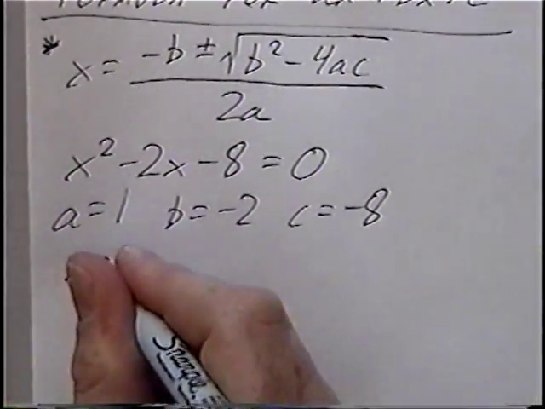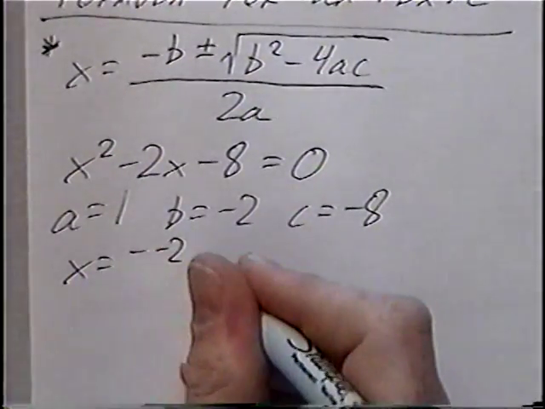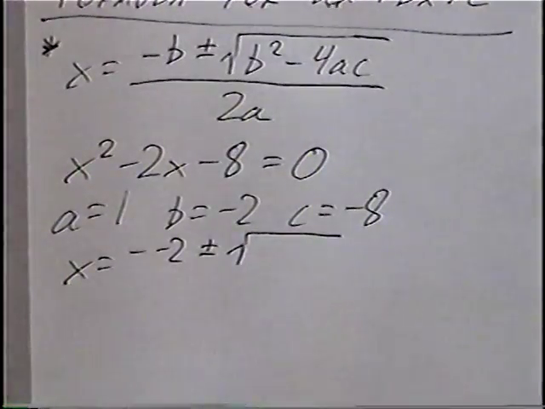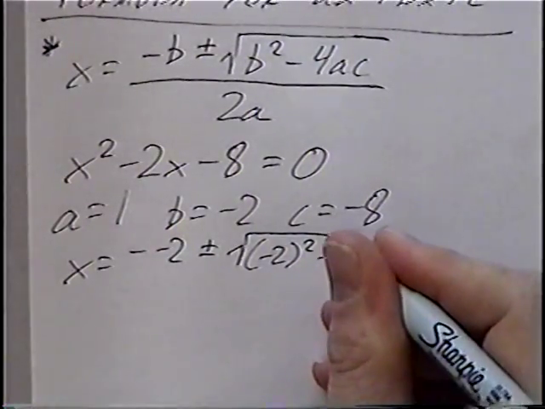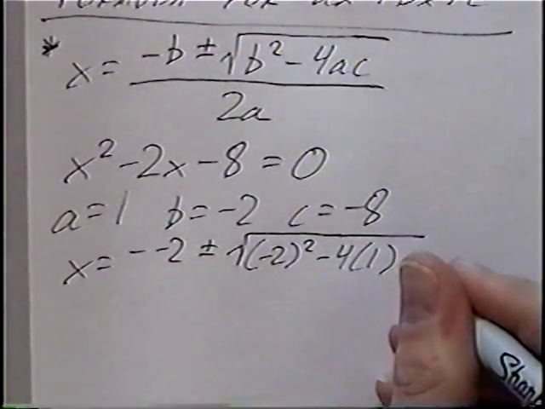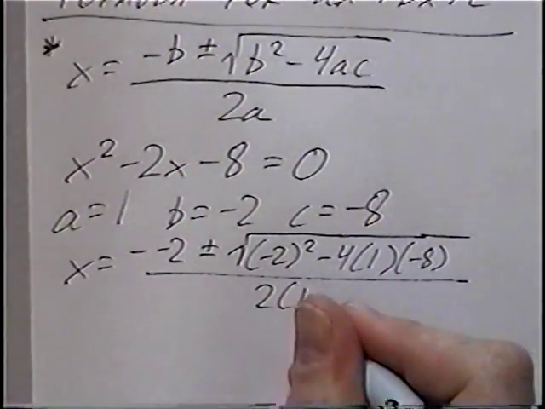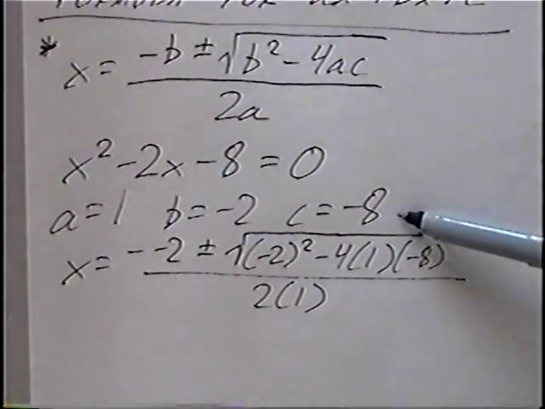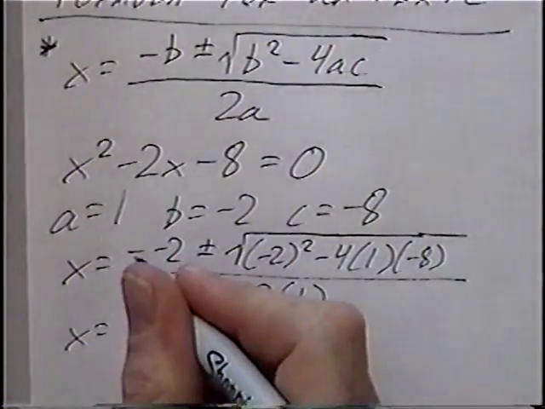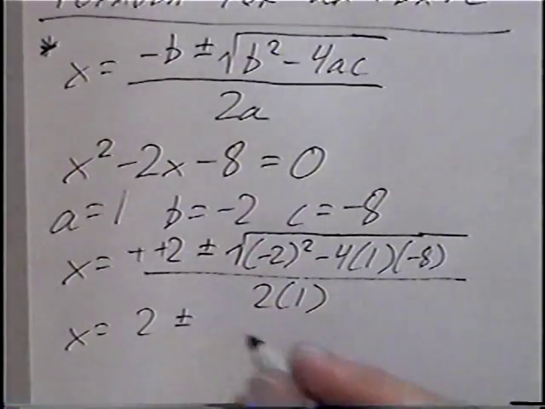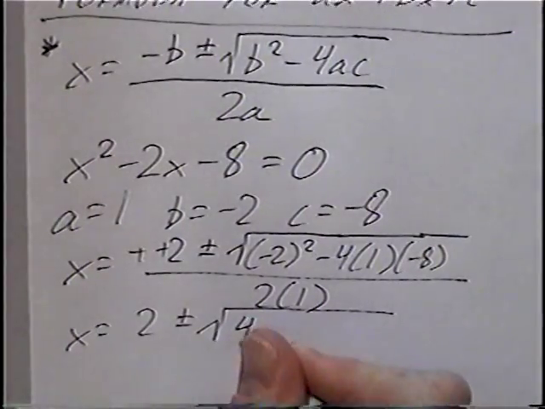Solving the question, -b would be -2, plus or minus b squared. B is -2 to the second power, minus 4 times A, which is 1, times C, which is -8, divided by 2 times A, which is 1. So taking the three numbers, we can plug it into the equation and then solve from there. A minus 2 would be a +2, plus or minus -2 squared. -2 times -2 would be +4.